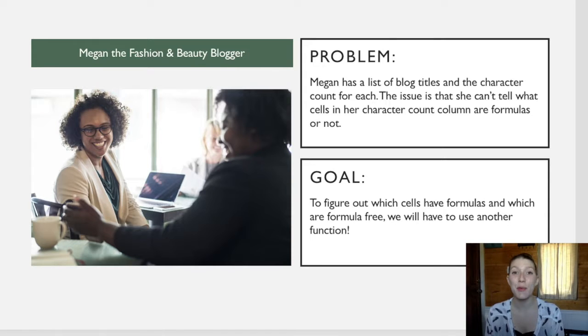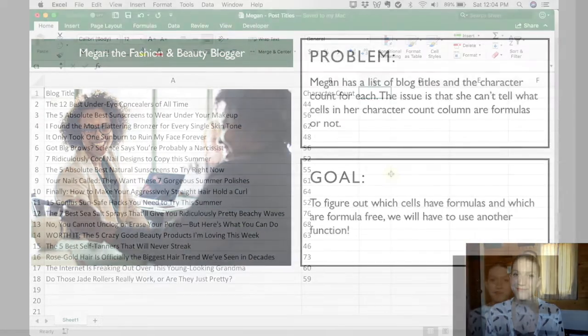And today I'm telling you about Megan, the fashion and beauty blogger. Megan has a list of her blog titles and the character counts of each. The issue is that she can't tell what cells in her character count column are formulas or not. Our goal is to figure out which cells have formulas and which are formula-free. To do that, we're going to use another function.